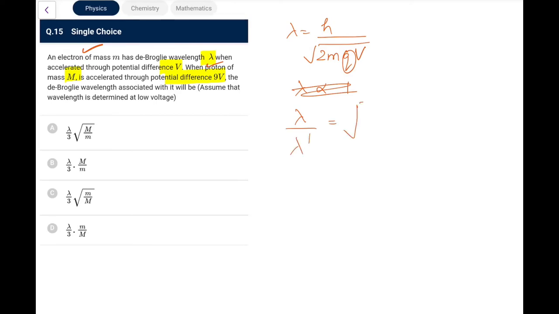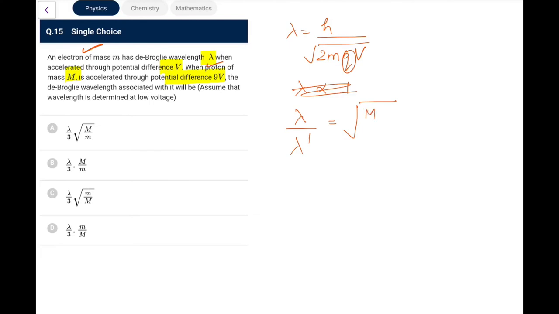Next one. An electron of mass m has de Broglie wavelength lambda when accelerated through potential difference v. When a proton of mass M is accelerated through potential difference 9v, the associated de Broglie wavelength is asked. So lambda is h by p, that is equal to h by root 2mK, where K I can write as qV. So lambda is basically 1 upon root of m q V. We had an electron and we had a proton. The proton and electron have the same charge, so it would be 1 by root of mV. So the required ratio lambda to lambda dash, for lambda dash we have the mass as what we generally write as capital M.